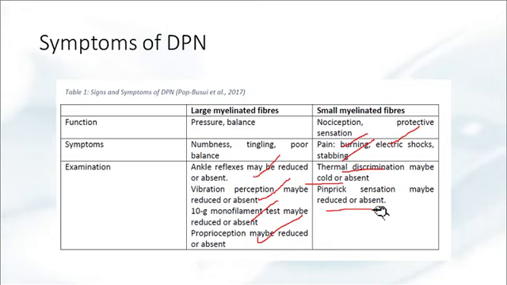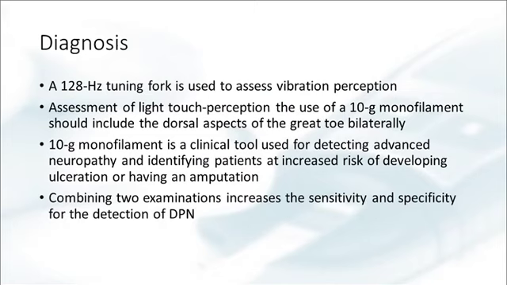You will generally apply something warm and then something cold. You'll ask the person to close their eyes and describe what they're feeling. So remember, the 128 Hz tuning fork is used to assess vibration perception. An assessment of light touch can be done using a 10 gram monofilament and should include the dorsal aspects of the great toe, or the big toe, bilaterally.